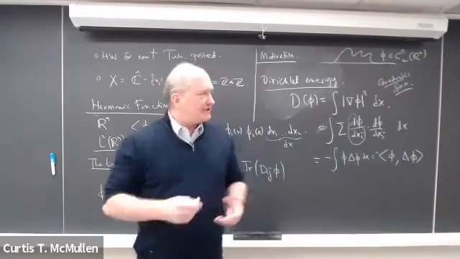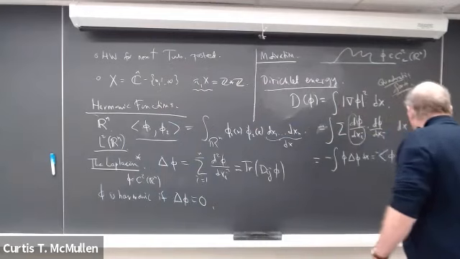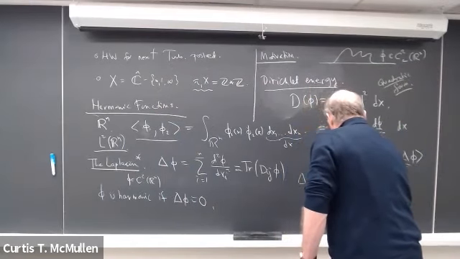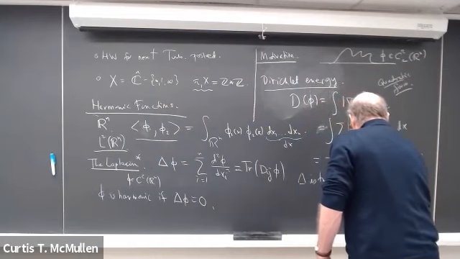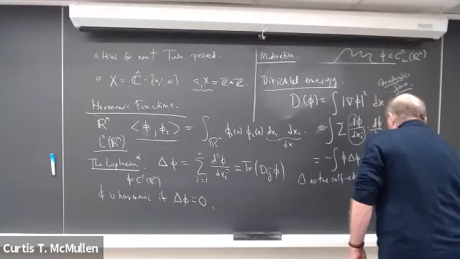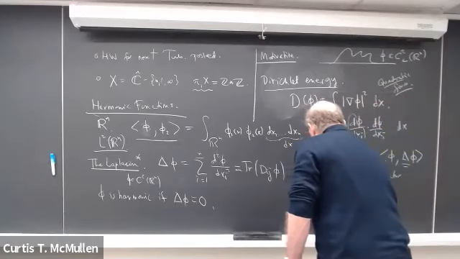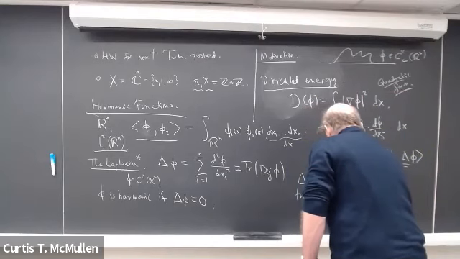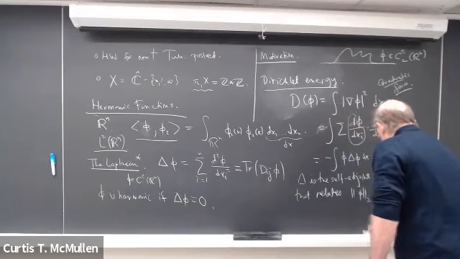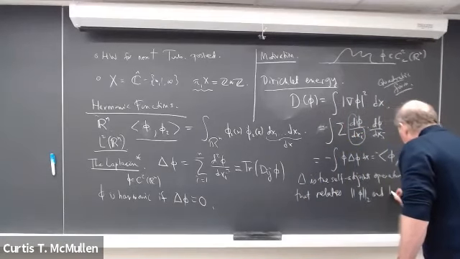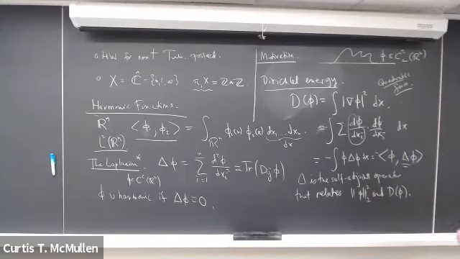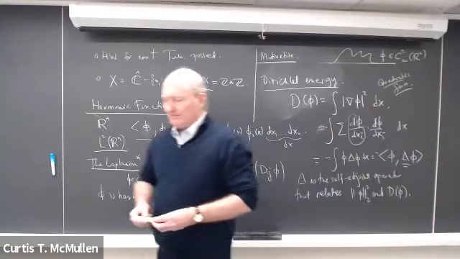And what that shows is that the Laplacian is the self-adjoint operator that relates the two quadratic forms, the norm of phi in L2 and the Dirichlet energy of phi. Put a square there. So that's where it comes from.